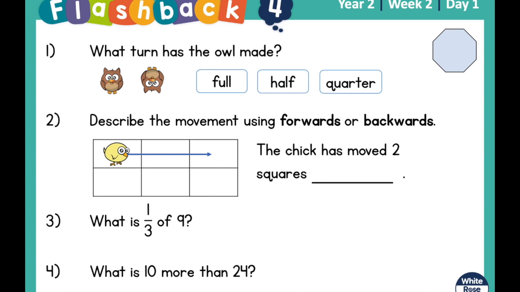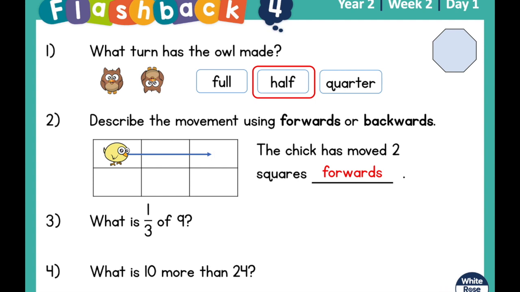Question 1. What turn has the owl made? Now, this could either be anti-clockwise or clockwise, and the answer is, of course, a half. It's gone half the way round from a full turn. Describe the movement using forwards or backwards. The chick has moved 2 squares forwards, of course. 2 squares in the forwards direction.